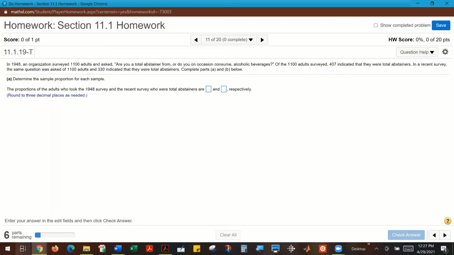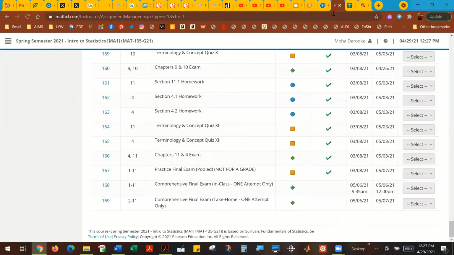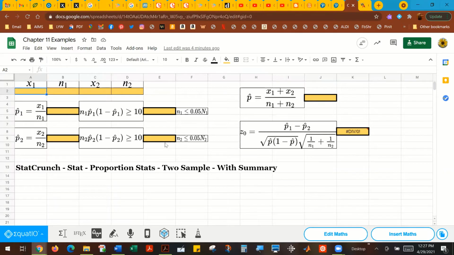So when we're talking about sample proportion, we are talking about finding basically what percentage of the people said they were total abstainers compared to the total number of people that were surveyed. So our X1, N1 value is going to be from the 1948 survey, and X2, N2 is going to be from the recent survey. And then based on that, we will calculate our sample proportion, which will be the P1 hat and the P2 hat.